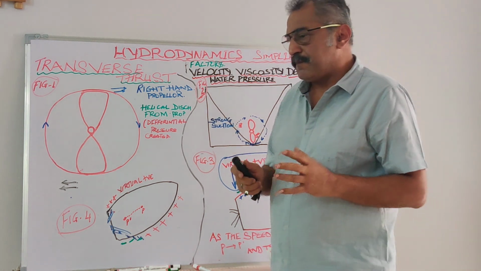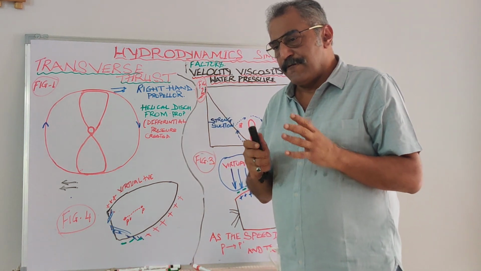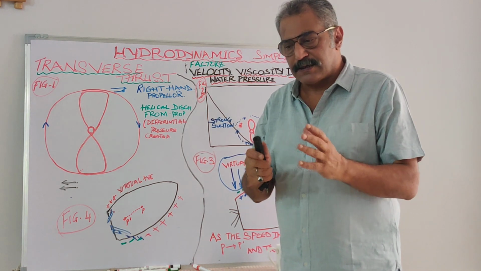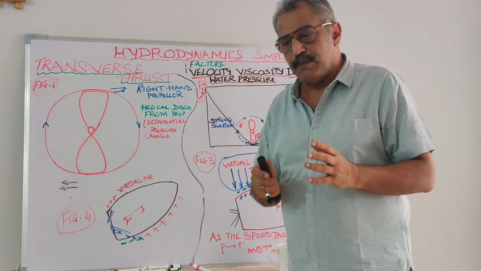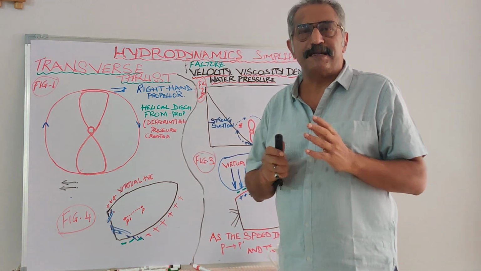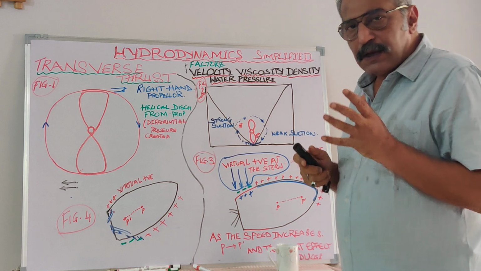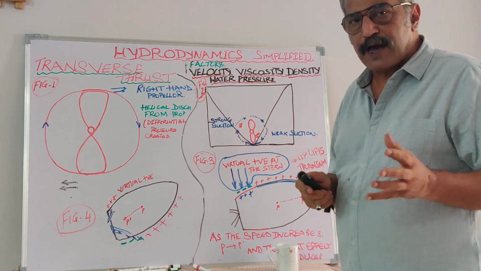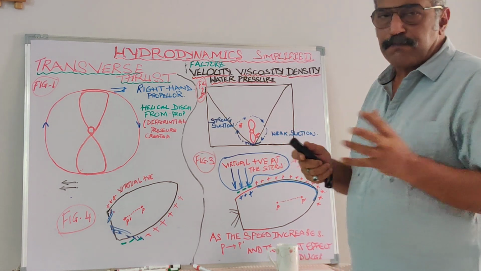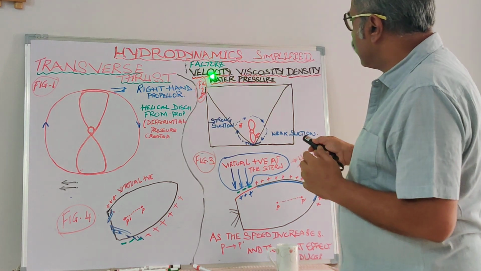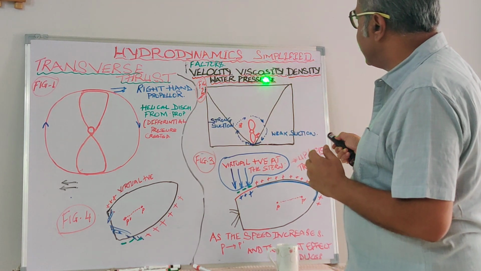Now bear in mind, the effect of transverse thrust is applicable on a head movement only when the speed is less. That's the reason I had mentioned the factors which actually govern the hydrodynamics, the mantras, which are not many but can be honed down to a few of them. One is velocity, viscosity, density and water pressure.